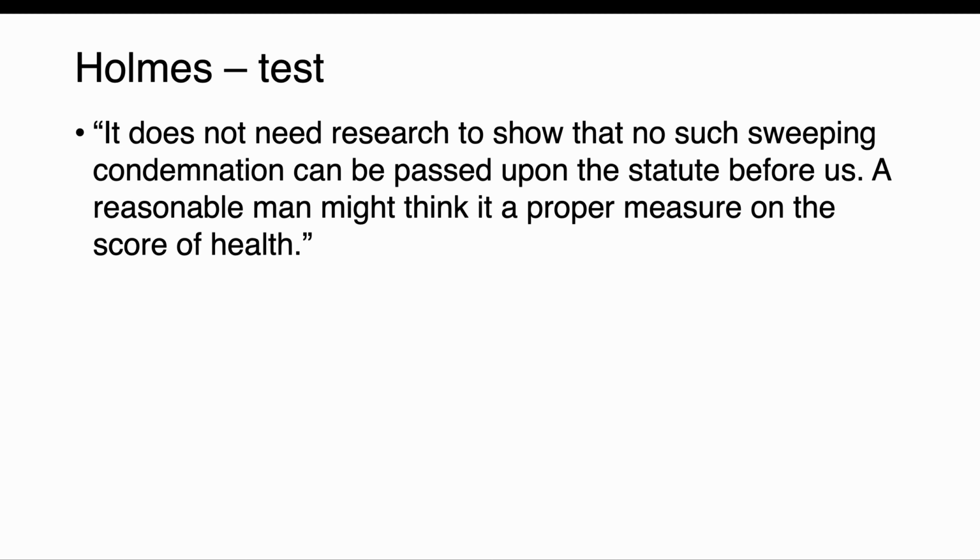Holmes is like, yeah, man, I don't need any science. I don't need research for a sweeping condemnation to be passed upon the statute before us. A reasonable man might think it a proper measure on the score of health. You ask a man on the street, it's really hot and dangerous working in a bakery. Do you think it's a good idea to limit how long people work there to 8 hours a day? A reasonable man would be like, yeah, that's proper. That sounds like a decent way to make things better for the health of bakers. That's his test.